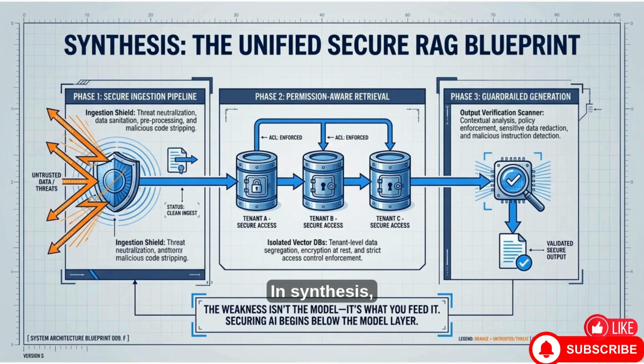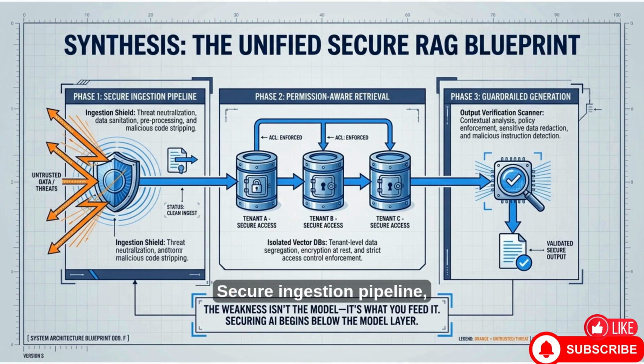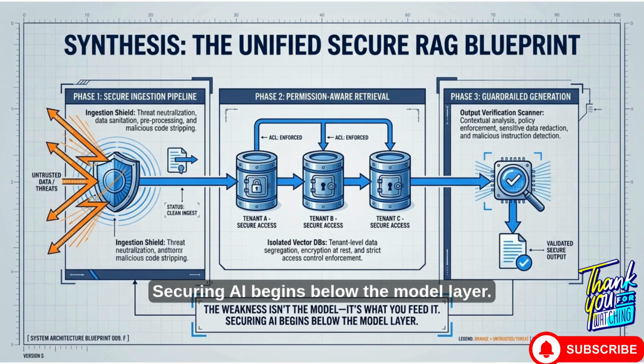In synthesis, the unified secure RAG blueprint involves 3 phases: secure ingestion pipeline, permission-aware retrieval, and guardrail generation. The weakness is not the model, but what you feed it. Securing AI begins below the model layer.